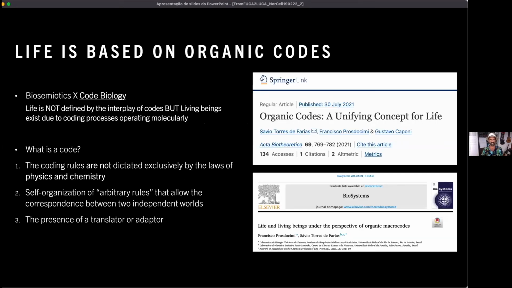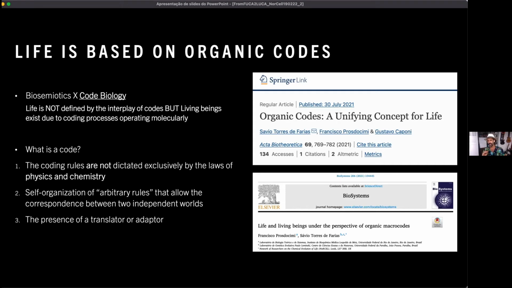So this was the origin of FUCA. And that shows the relevance of the organic codes. We have published a couple of papers about the organic codes as well. And the idea of an organic code comes from biosemiotics. Biosemiotics would say that life can be described as an interplay of codes, okay?